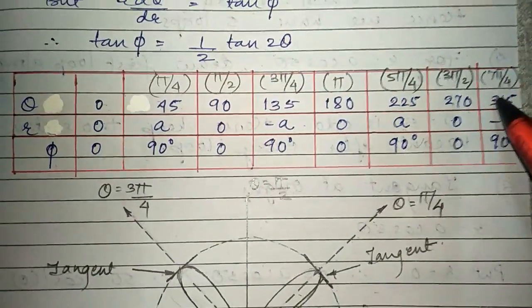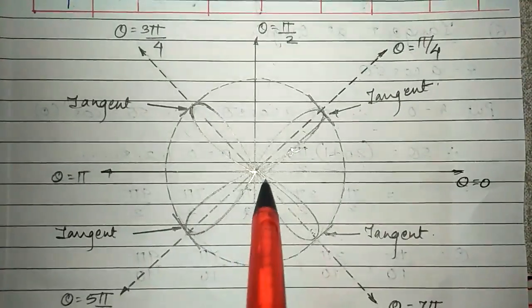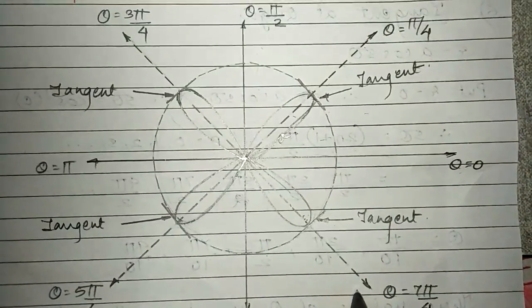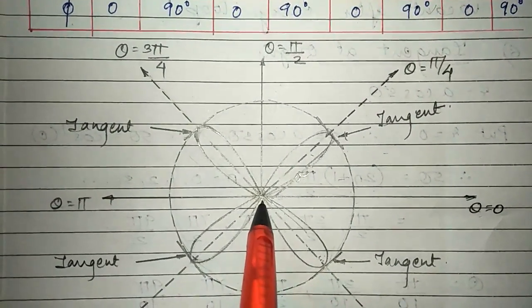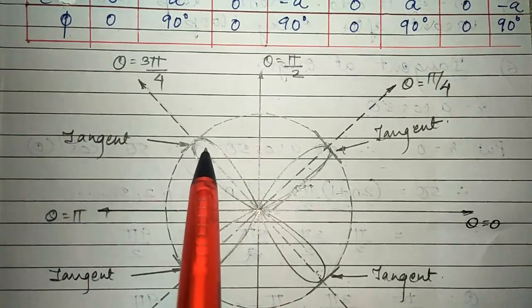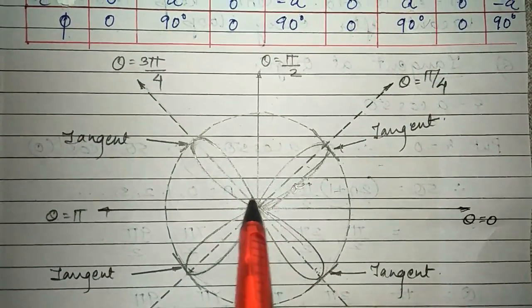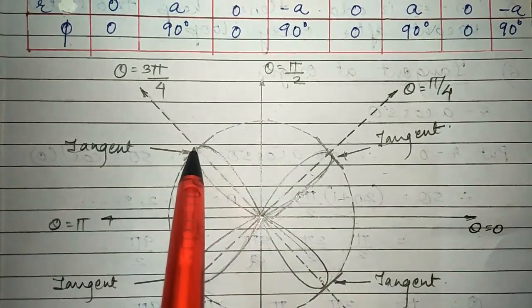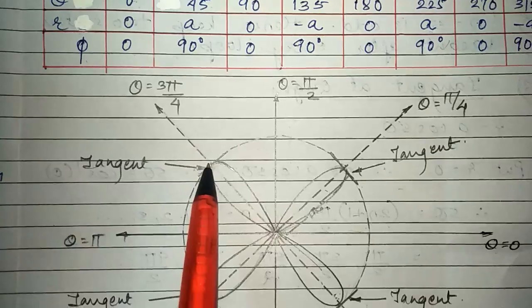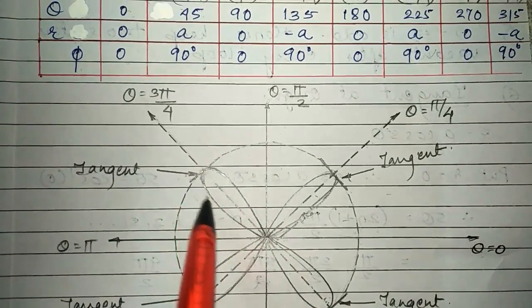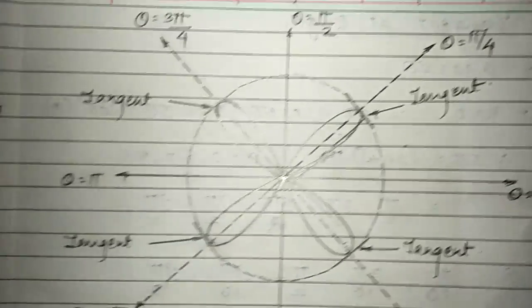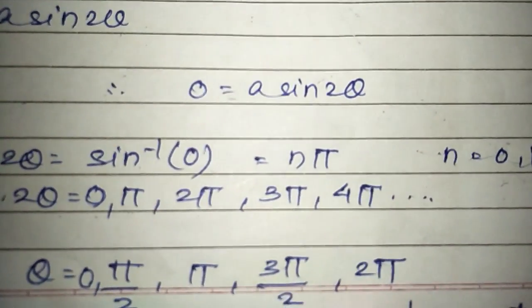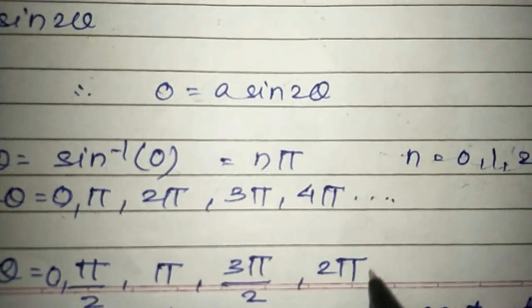Then for 7 pi by 4, it is again minus a. So what will it be? The value, numerically, is a, but it will be on the opposite side. So it will be from this point to this point. And then again for theta is 2 pi or 360 degrees, it will come to 0, that is, it will be this point. Then you can see we have found theta is equal to 0, pi by 2, pi, 3 pi by 2 and 2 pi.